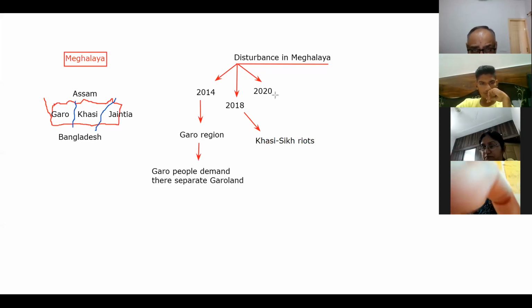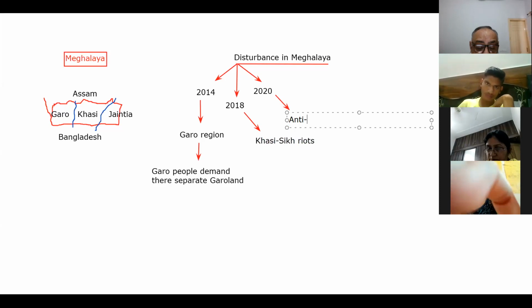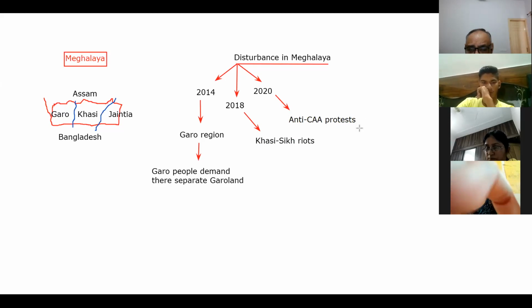And the third, 2020. The reason behind the 2020 protests was the anti-CAA, Citizenship Amendment Act protests in the state. Right. So here one important point to be noted, that the nature of anti-CAA protests is quite different.